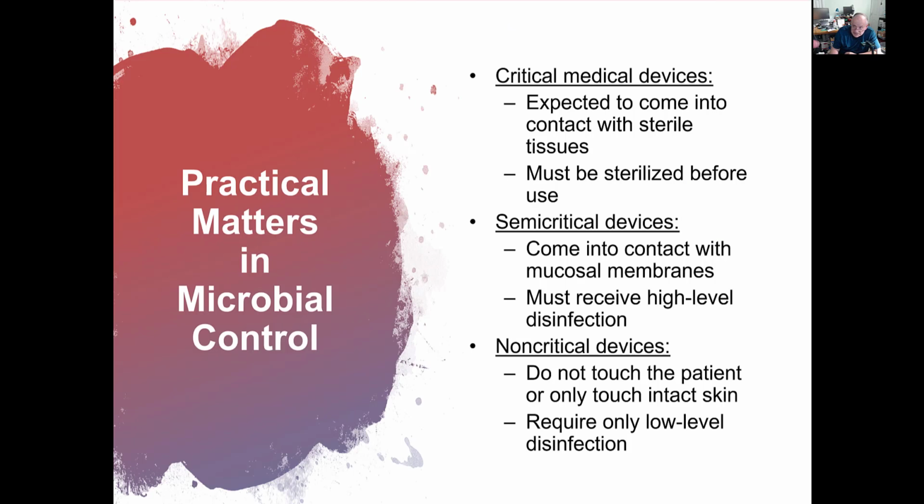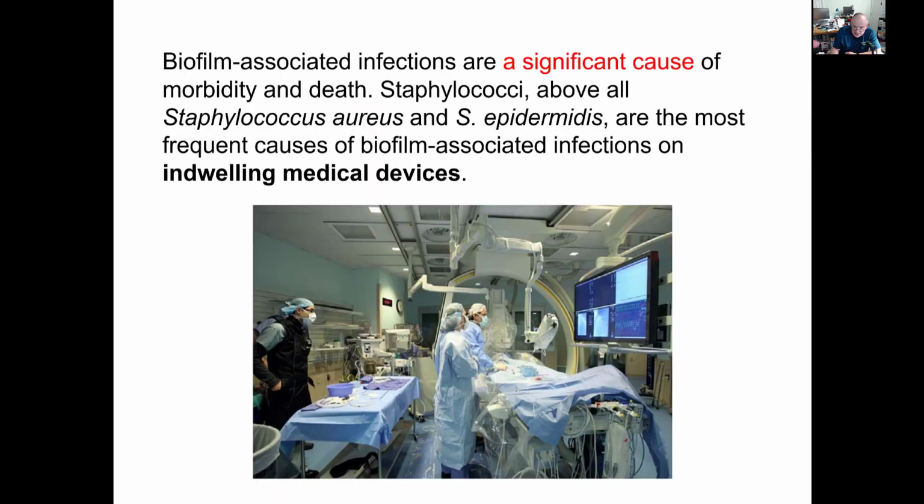Critical medical devices expected to come into contact with sterile tissues must be sterilized. So we use those techniques that we talked about, the methods and procedures such as x-rays, gamma radiation, or using autoclaves, steam, hot steam. Semi-critical devices that come in contact with mucosal membranes must receive a high level of disinfection. Now, the hospital may require sterile. It depends. Check the SOPs and find out what the importer wants. Non-critical devices that don't touch patients usually require low-level disinfection, but again, just follow the SOPs.